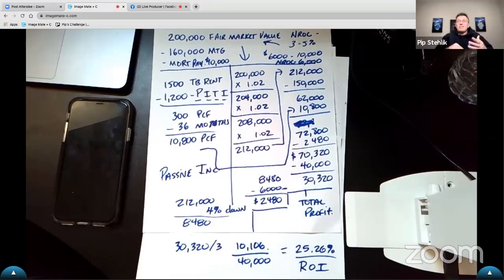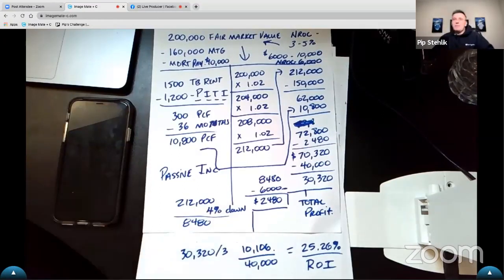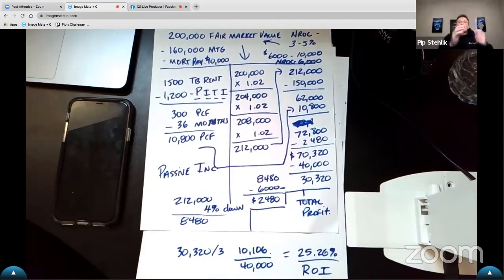If you're an investor and you want to make more money than a traditional rental, because what did we not even talk about on this deal? Who takes care of the maintenance and repairs generally on a lease option? The tenant buyer.